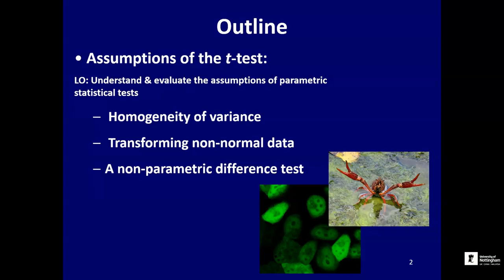One of the things we can do is we can transform the data so that they are now normal, having not been normal. So we'll look at how we could try that. And then if that doesn't work, or we violated the assumption of homogeneity of variance, for example, we might be compelled to do a non-parametric version of the t-test, and so that's what we're going to look at in the final part of today's lecture.